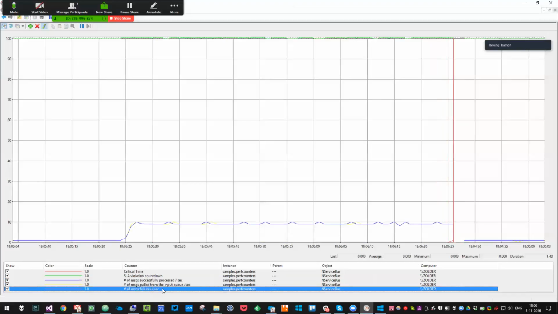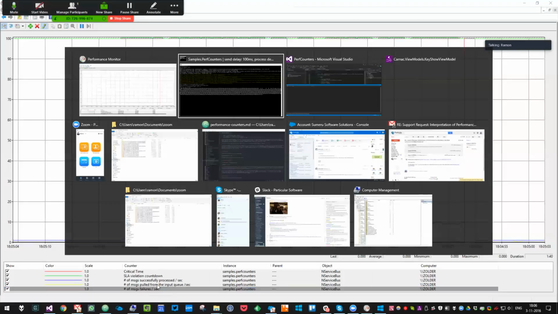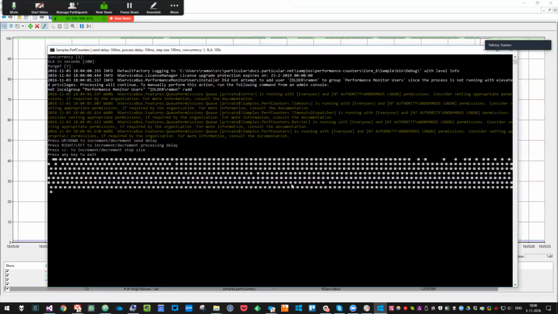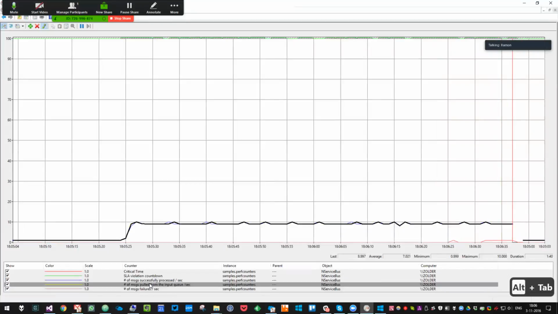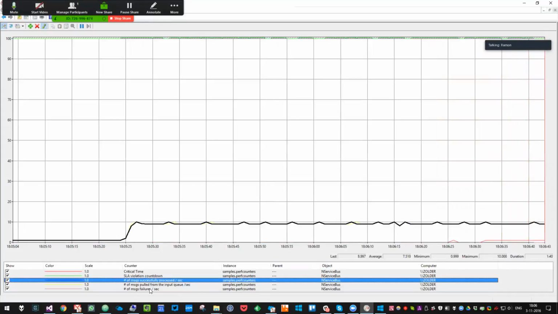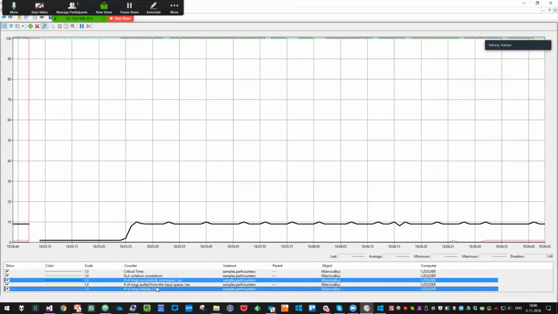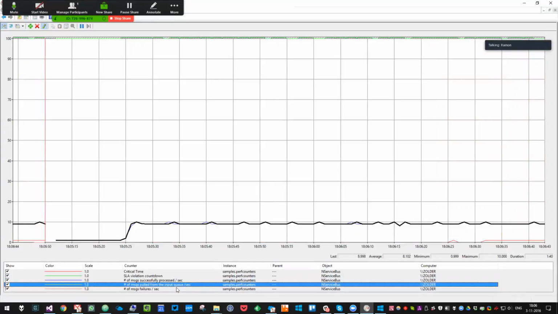And this is currently 0, which is obvious because currently I don't have any exceptions. Messages are just being processed. So if there would be failures, this would remain the same. And if there are failures, then this one, successfully processed messages per second, plus this one should be equal to the number of messages pulled from the input queue.